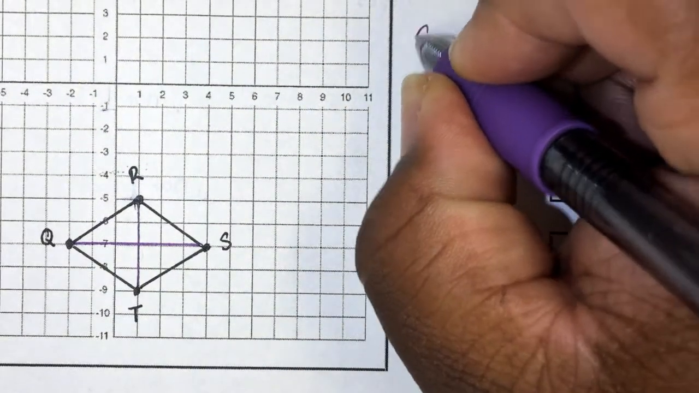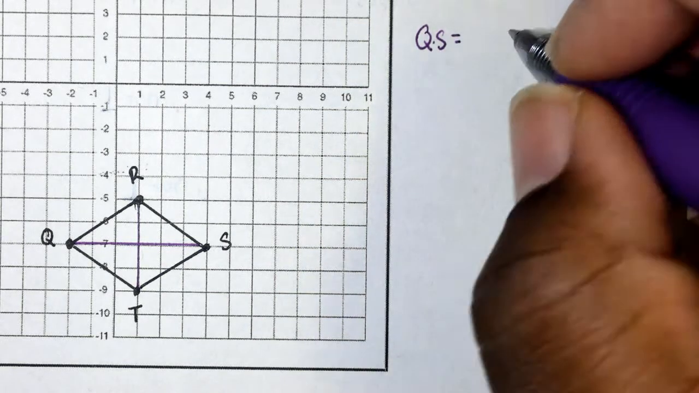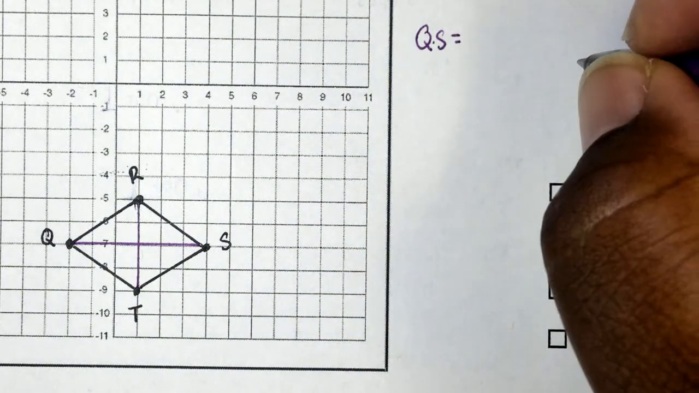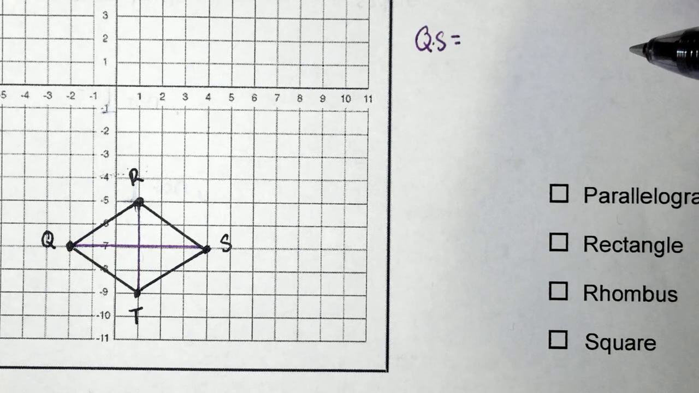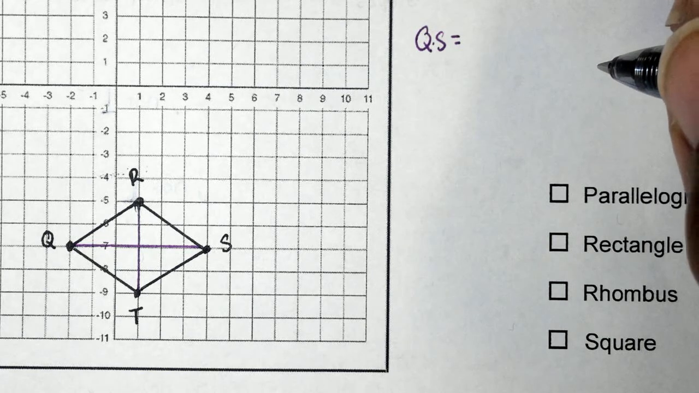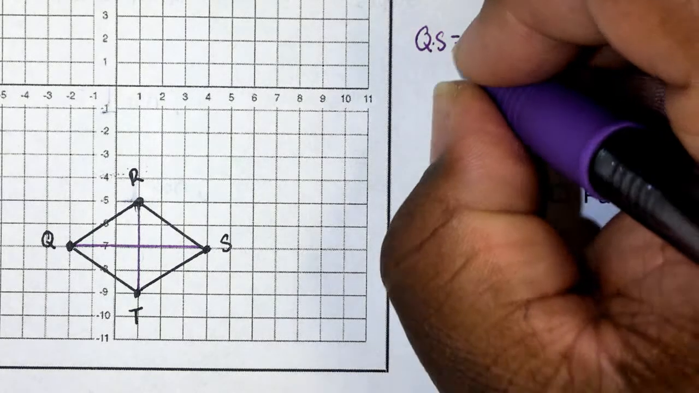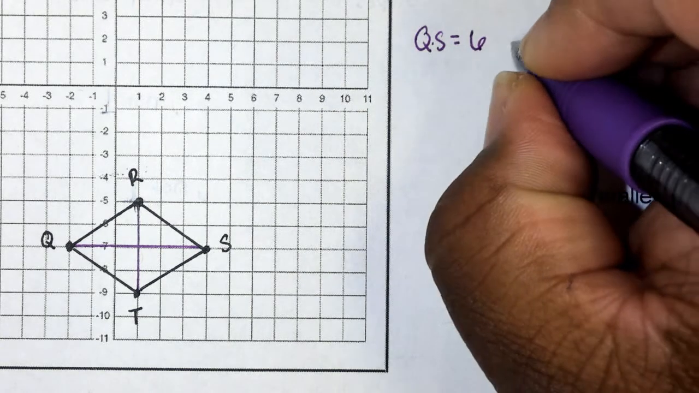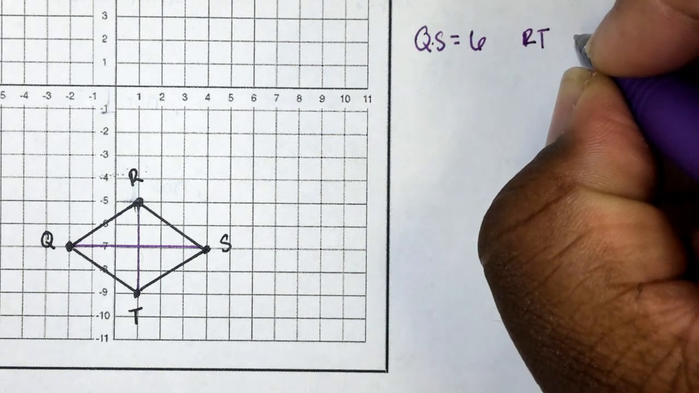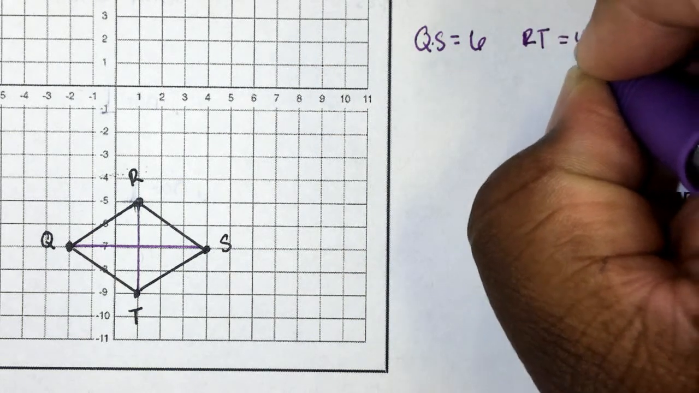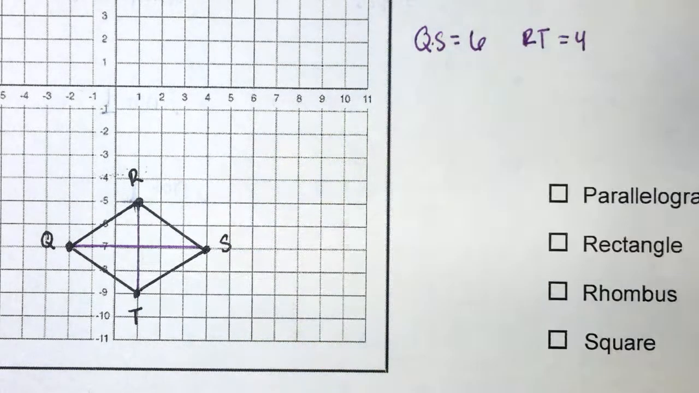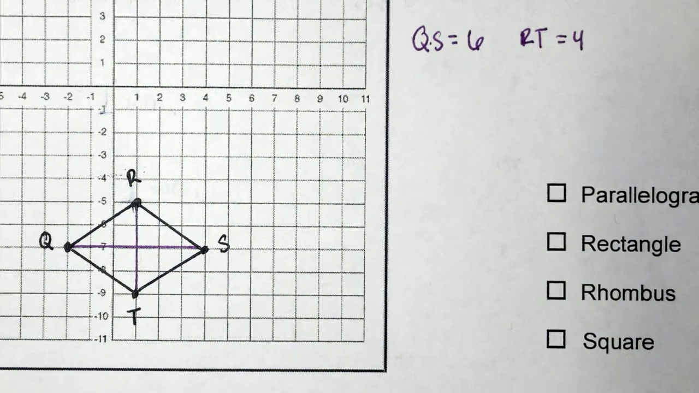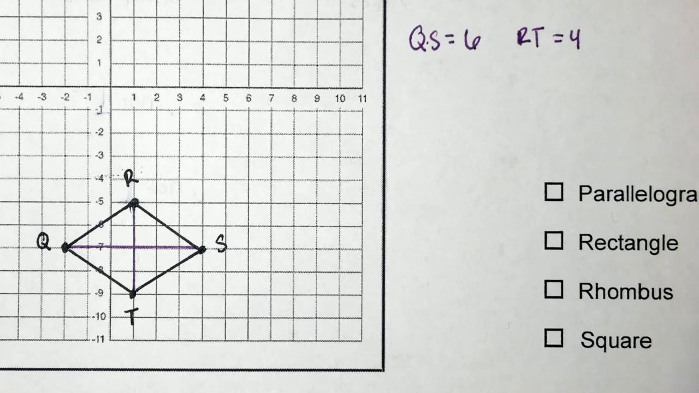QS, we can do that real quick out to the side. QS is equal to what? Not everybody at once. QS is equal to 6. RT is equal to what? Those are my 2 diagonals right there. The way the shape is on the graph, they're just straight up, so it's easy to do. So 6 and 4, there's no math called for on that. We didn't need to do Pythagorean. It's on here straight, so we can just count them.